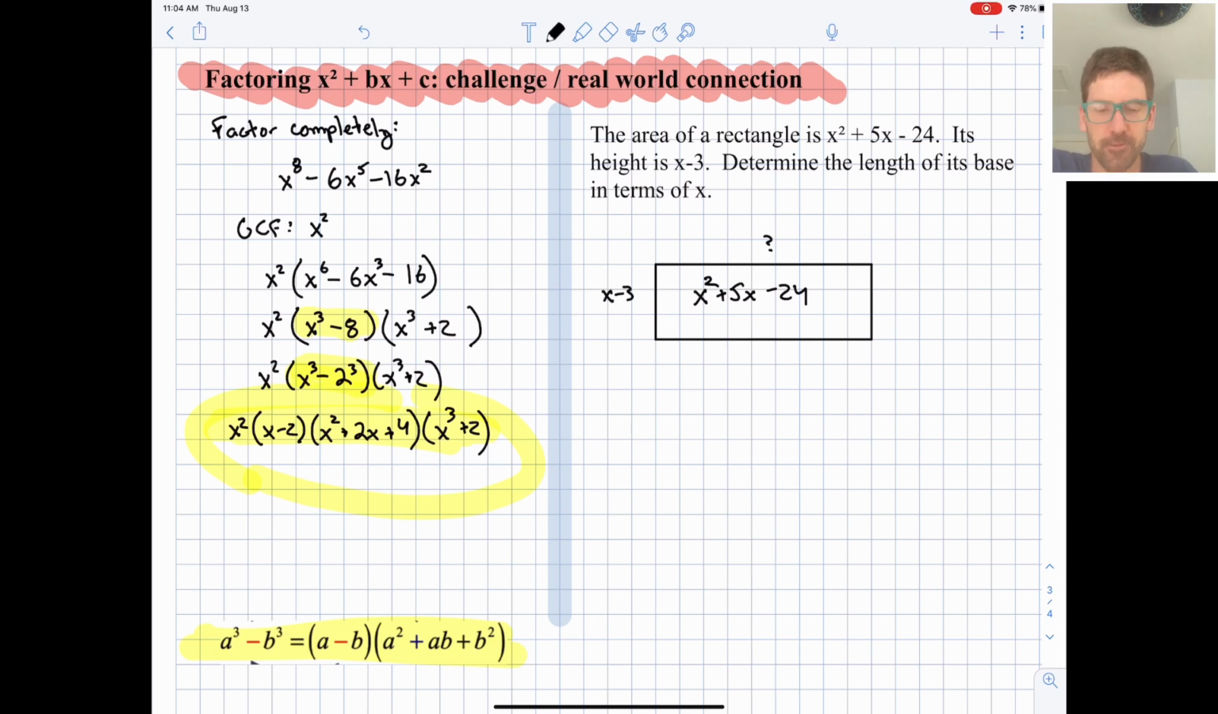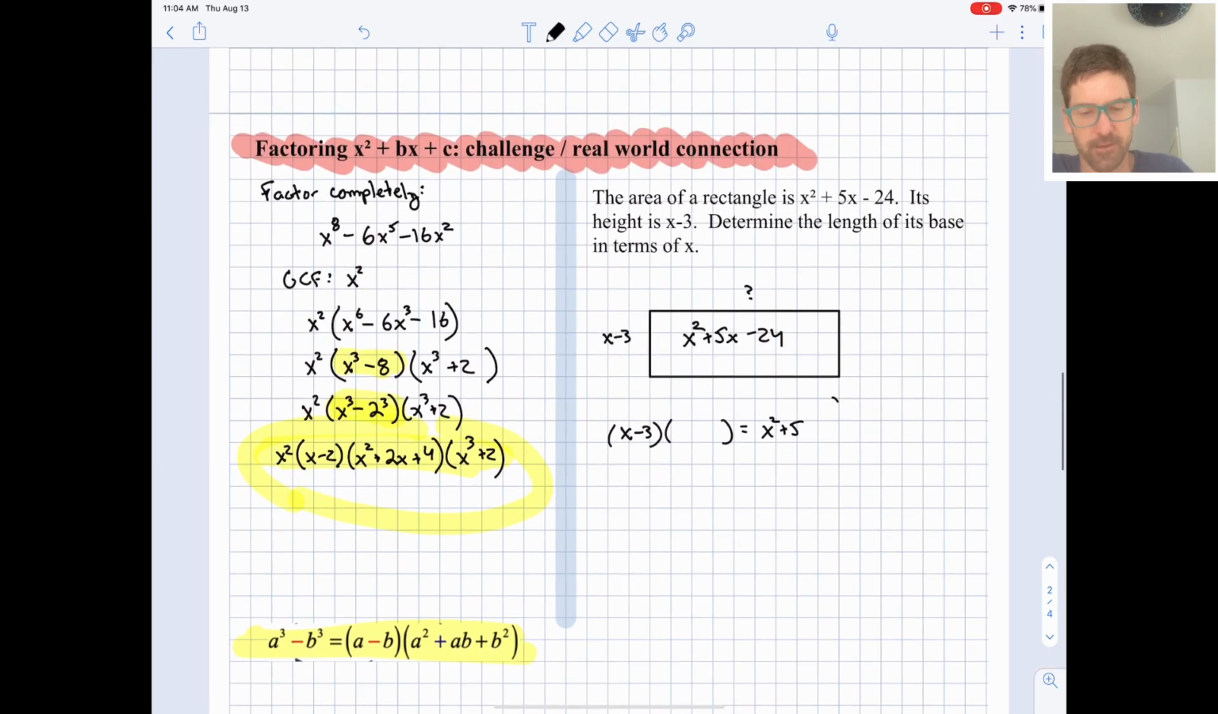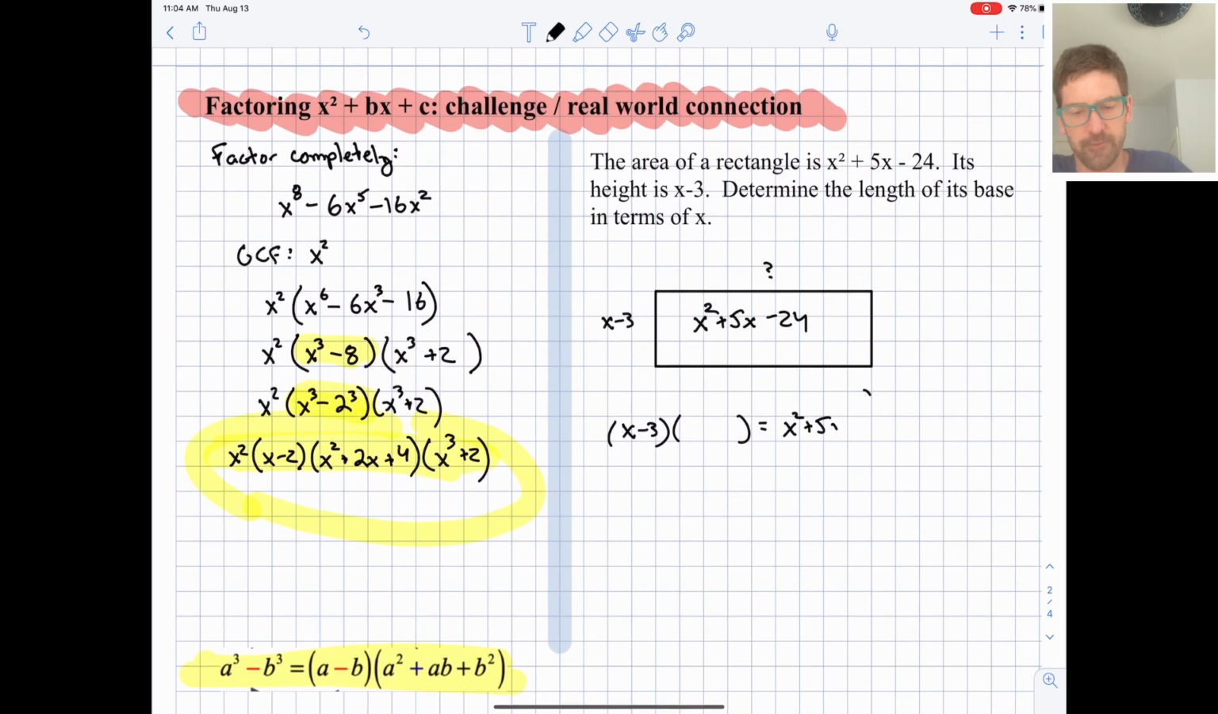We're just factoring. That's all we're doing. So we have x minus 3 times something has to equal x squared plus 5x minus 24. And this is actually an easier factoring problem than what you've done before because we have the x minus 3 already figured out. So we're going to have an x in here, and then a negative 3 times what gives us a negative 24? Well, it's going to be a positive 8. And do those two numbers add together to be a 5x? They do. They add together to be a 5.